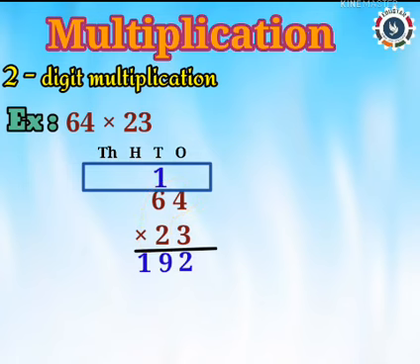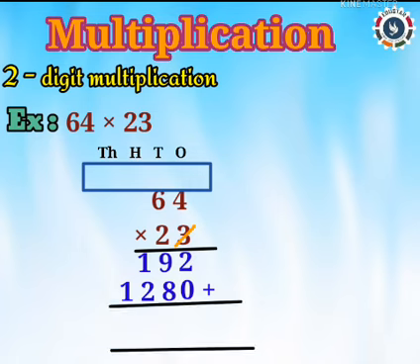Now we have to multiply 64 by 2 tens. So put 0 here. Cut this 3 in 1's place and rub the carry. Now start multiply. 2 fours are 8. Place this 8 in 10's column. 2 6s are 12. Place this 2 in 100's column and 1 in 1000's column. We get 1280.